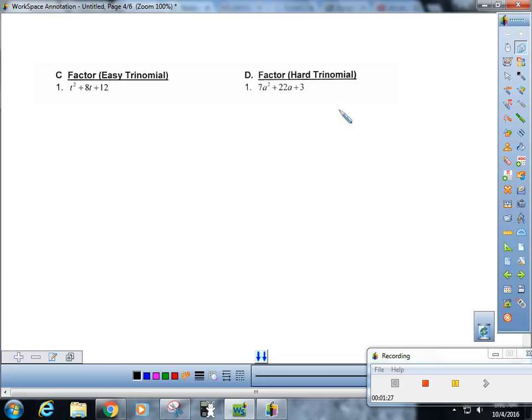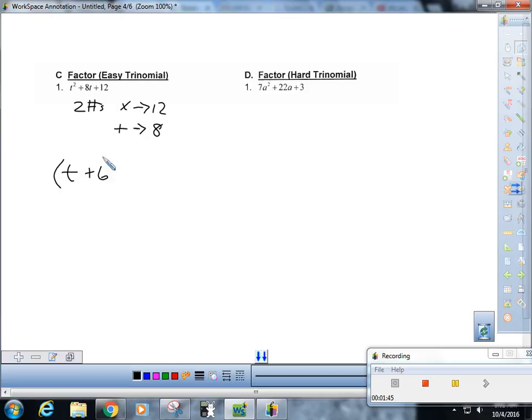So we'll get through the easy one first by looking for two numbers. They multiply to be 12, and they add to be 8. And that is t plus 6 times t plus 2. I legitimately feel like that was the exact same problem on yesterday's. It's weird. Sorry. Okay, now here's where it gets harder.